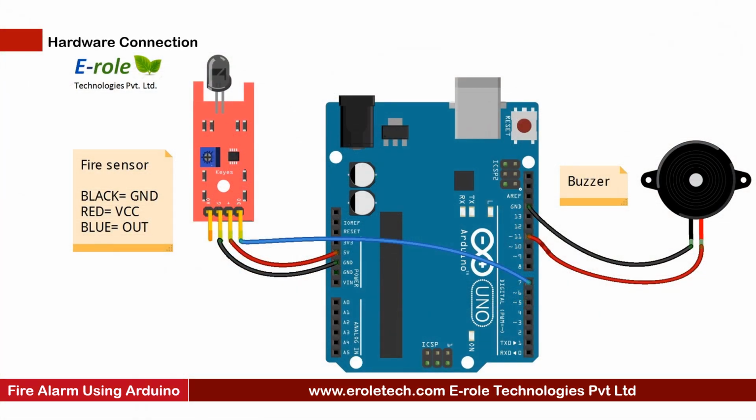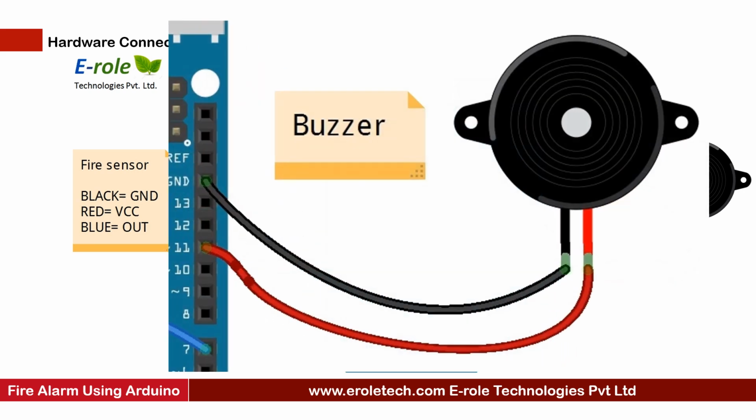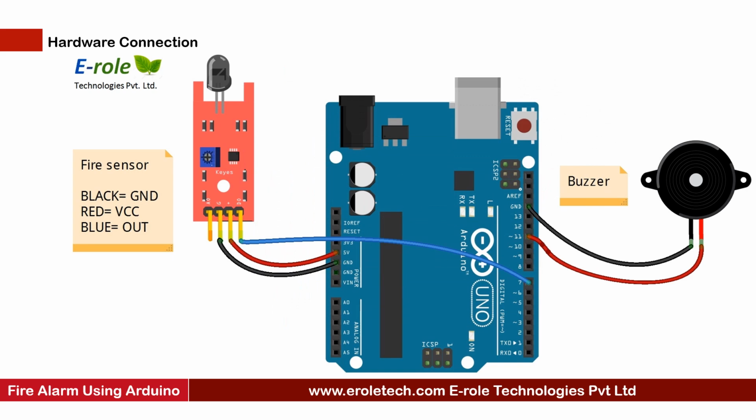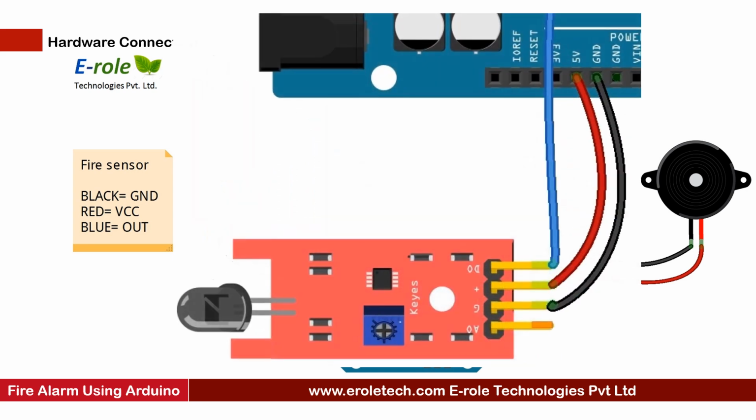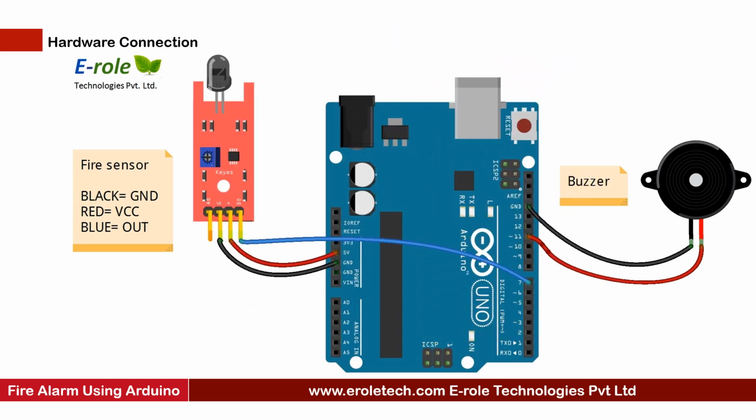This is the connection diagram of this project. We have connected the positive terminal of buzzer with Arduino's pin number 11. Negative terminal of the buzzer is connected to the ground pin of Arduino. Fire sensor module has 3 main pins: VCC, ground, and output. VCC pin is connected with the 5-volt pin of Arduino, and ground pin is connected with the ground pin of Arduino. Connect the output pin of fire sensor with pin number 7 of Arduino.